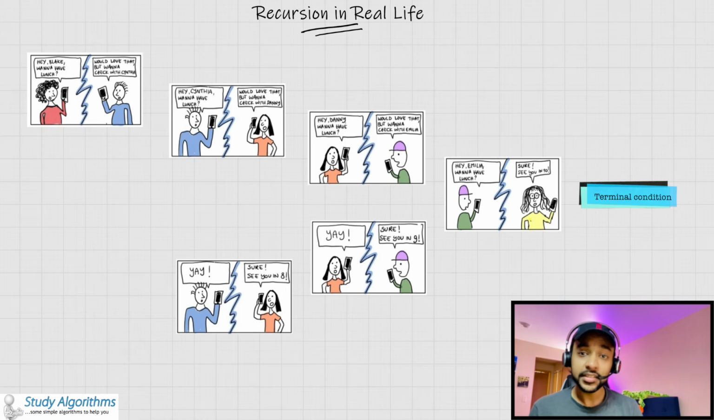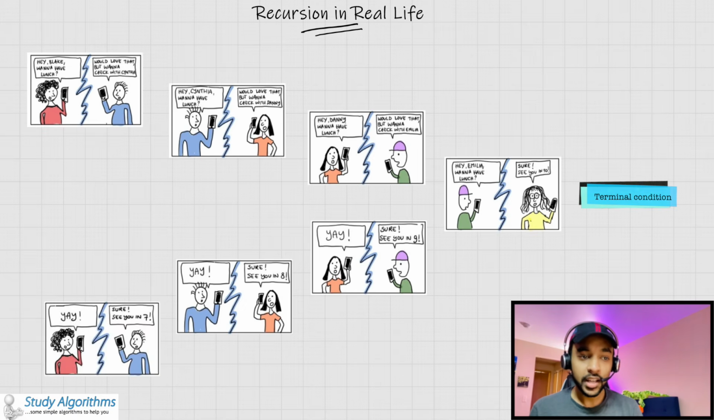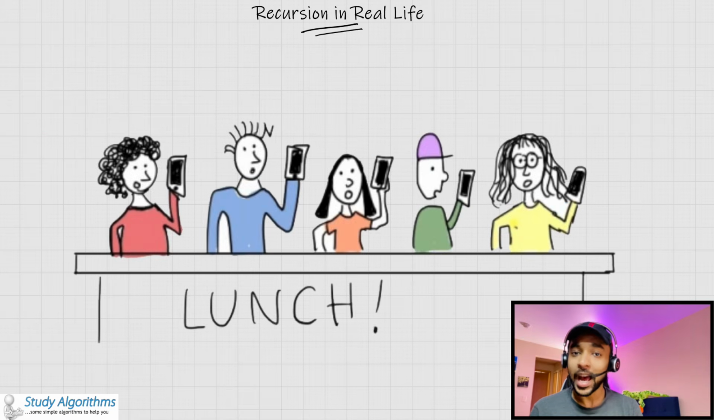Since Cynthia agrees, Blake is happy and he agrees. Now, ultimately Blake agrees with you and you all go out for a happy lunch. Here, lunch was the problem that needed to be solved, and we solved it using a recursive technique. So this is how the general idea of a recursive algorithmic paradigm looks like.